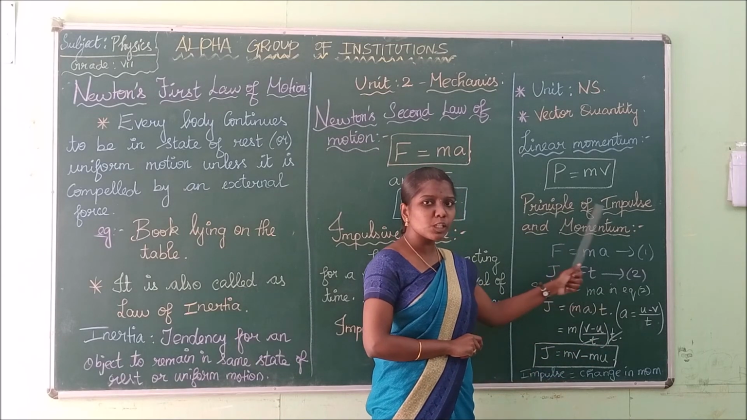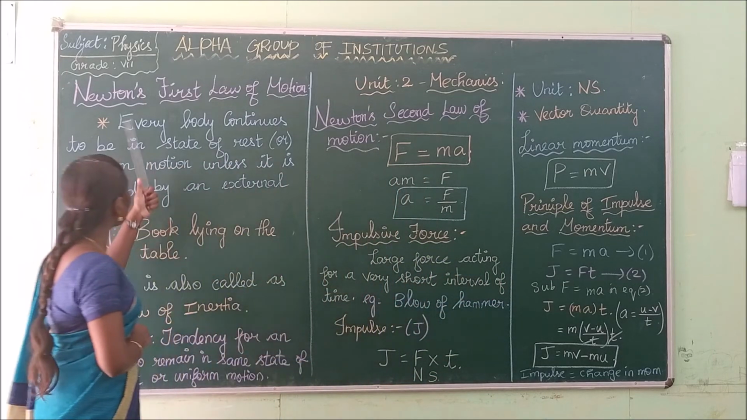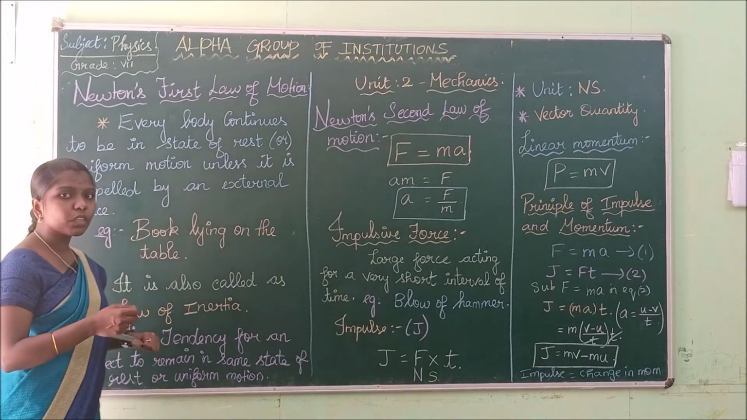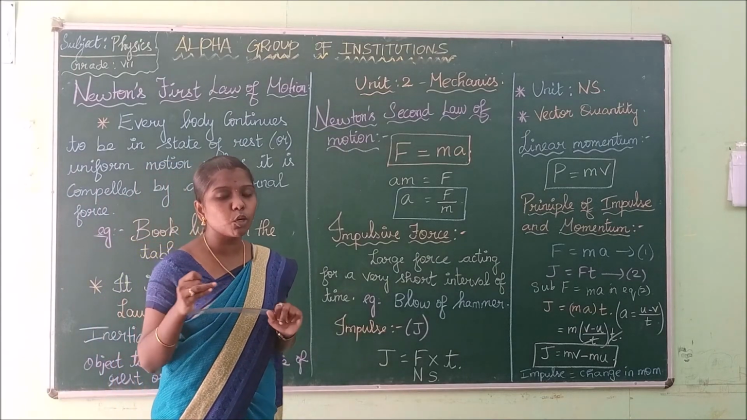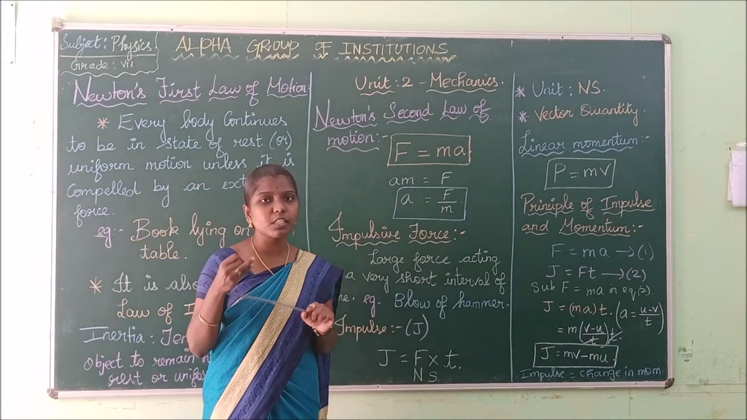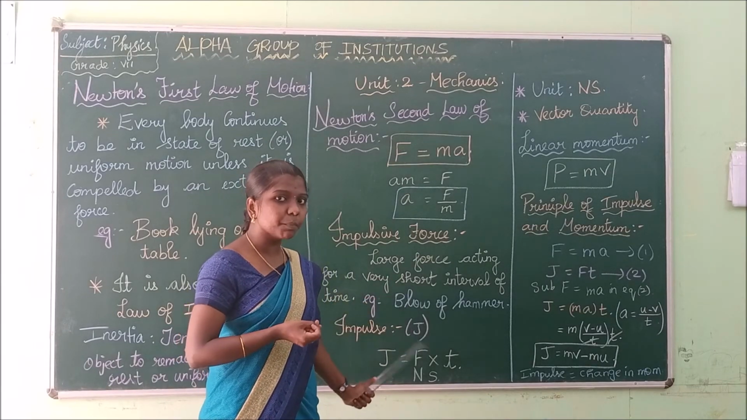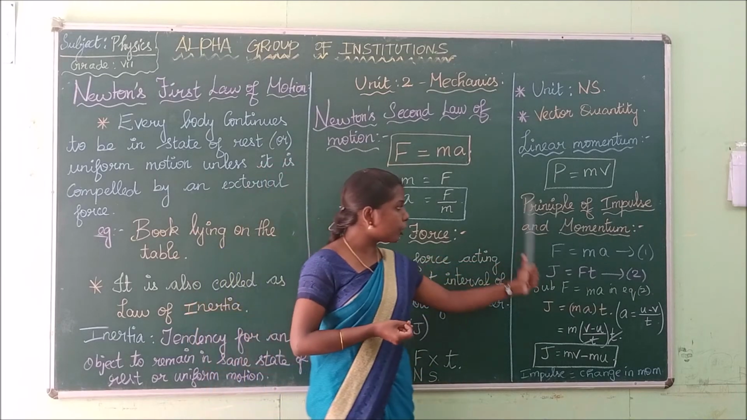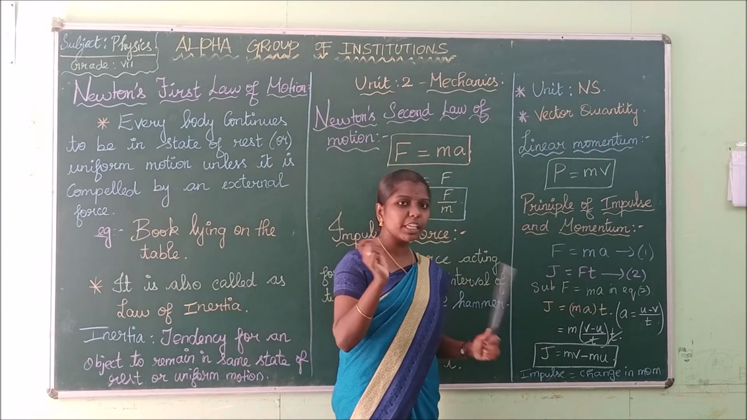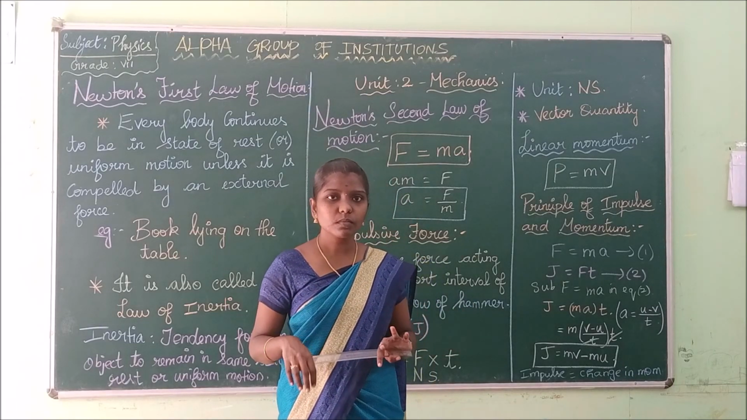This is called the principle of impulse and momentum. Here we have seen Newton's first law of motion and Newton's second law of motion. Linear momentum is the product of mass and velocity. Impulse is the product of force and time. Then we have seen the principle of impulse and momentum, where we have equated impulse and change in momentum.